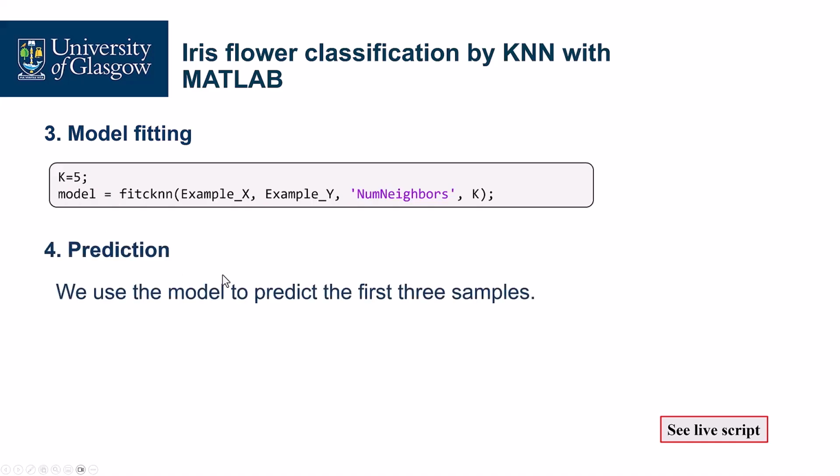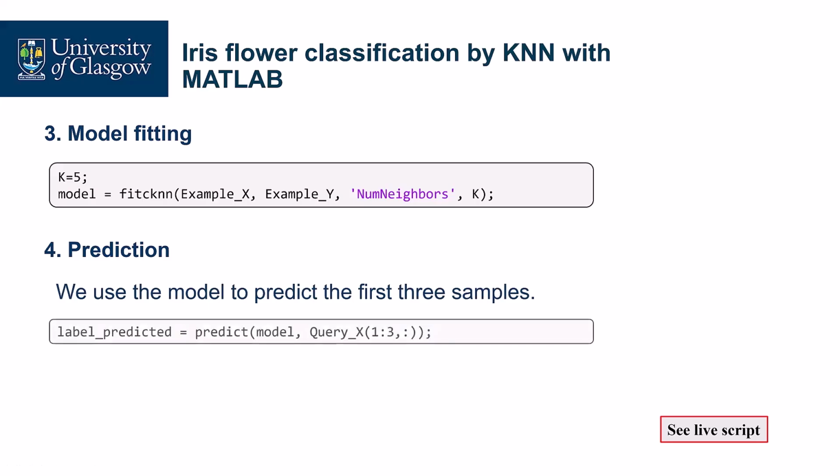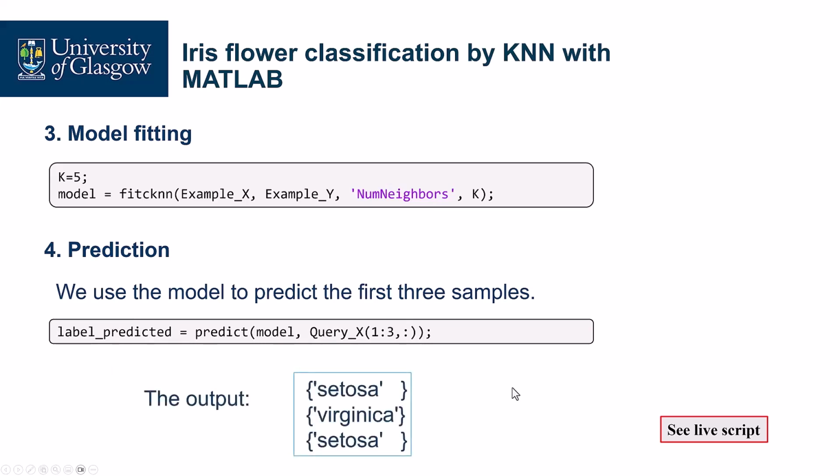So now we predict the first 3 samples. We can see the predict function. Predict model, the inputs are the query X, the query data, rows 1, 2, 3, all the columns, right? Using this, we can get the predicted label, so that the output is here, right? You can see the live script and find out yourself.